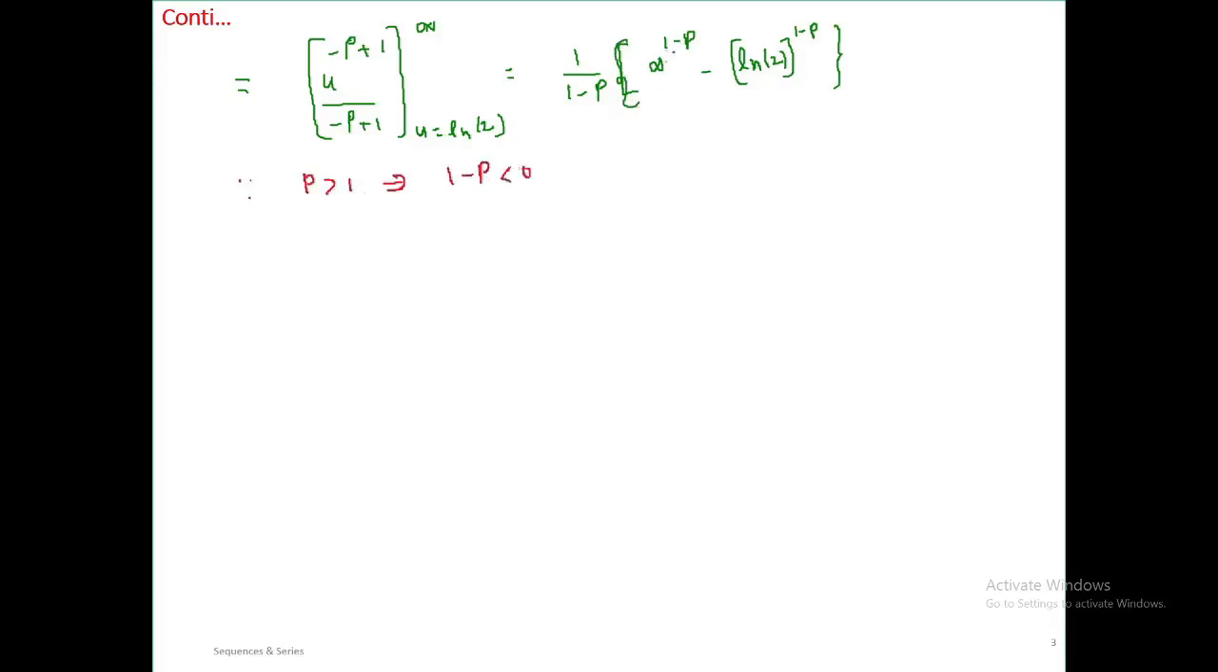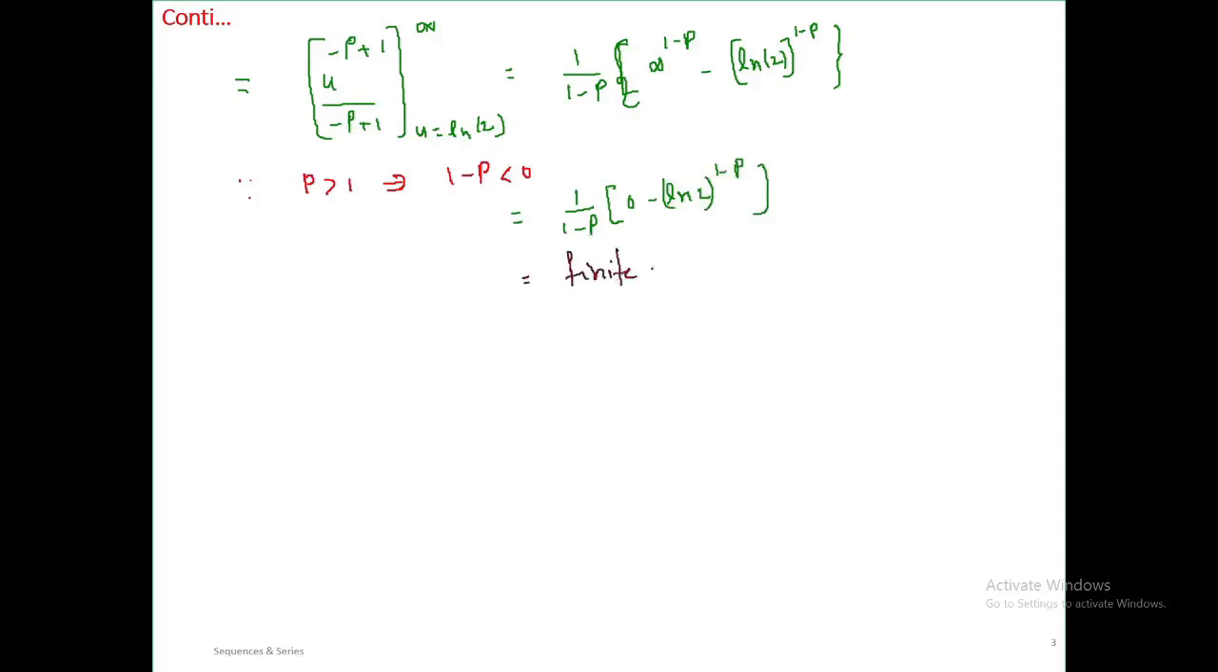Once 1 minus p is negative, infinity power negative number is 0, as we already discussed in the p series test. So this is equivalent to 1 over 1 minus p times 0 minus ln 2 to the power 1 minus p. Since 1 minus p is negative and p is a finite value, p more than 1, 1 minus p is also finite, ln 2 to power 1 minus p is also finite. So this entire number is a finite number.